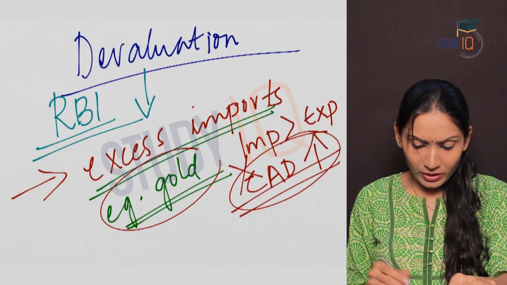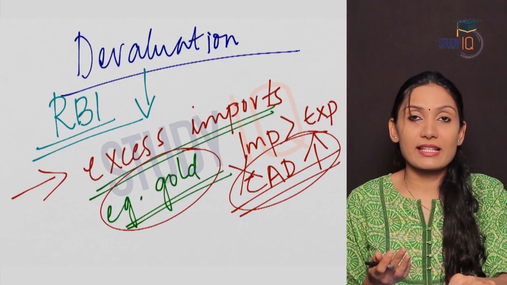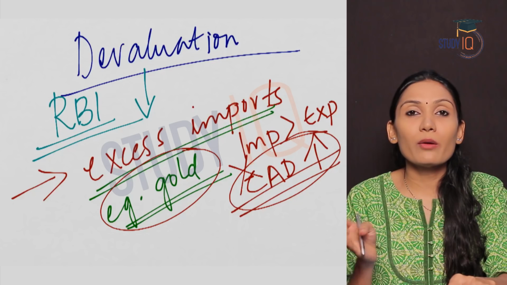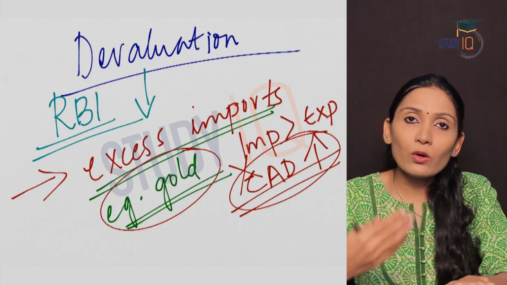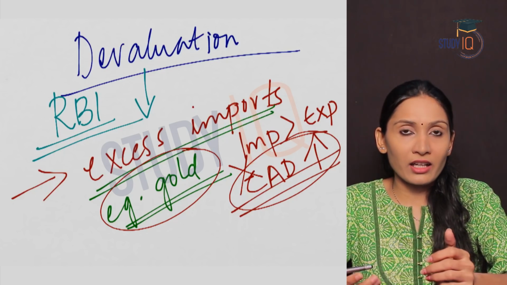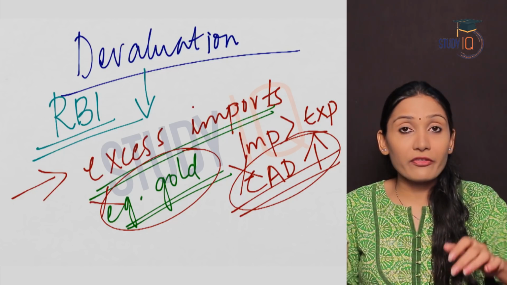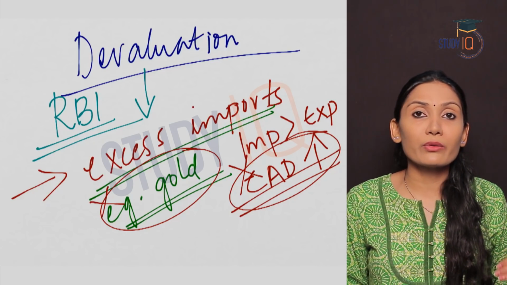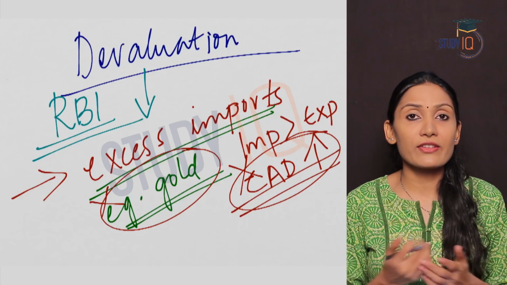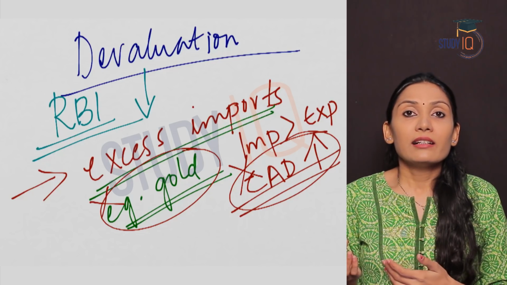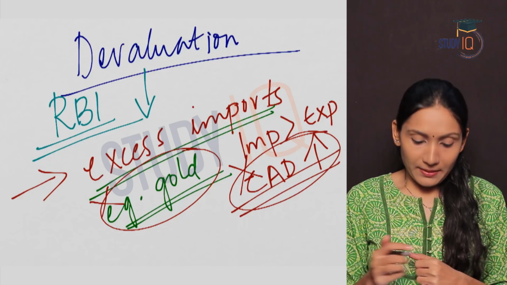And in case of gold, this is not a productive asset. So there is no economic growth or development associated with the purchase of gold. This will only increase or widen the current account deficit. Sometimes if the RBI feels that the import of gold into the economy is harming the economy or increasing the current account deficit of the country, it will devaluate the currency.